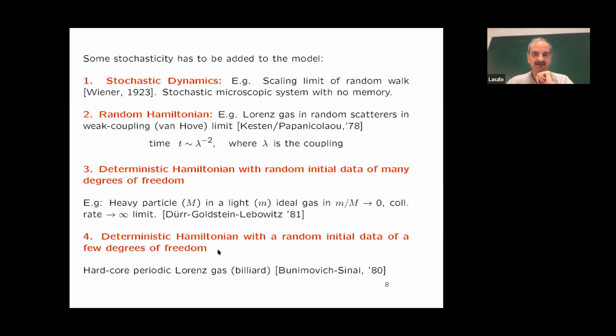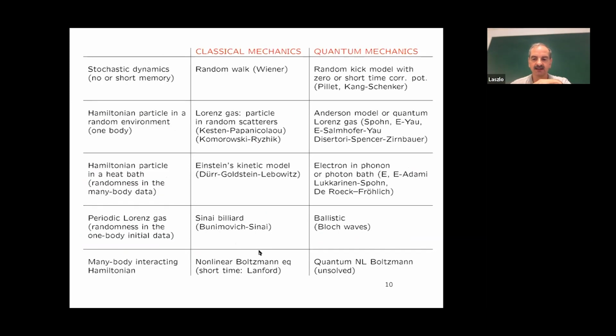And then there is an even harder problem. Of course, less randomness means the problem is harder, when you consider a deterministic Hamiltonian and random initial data, but only a few degrees of freedom. And this would be, for example, the periodic Lorentz gas. So let me show a picture of this.